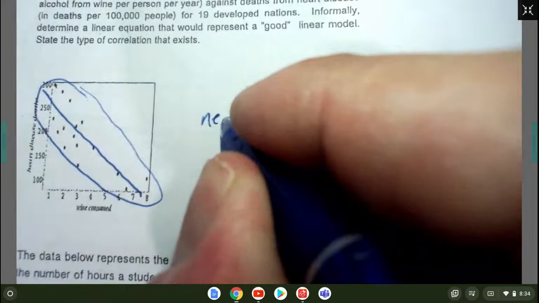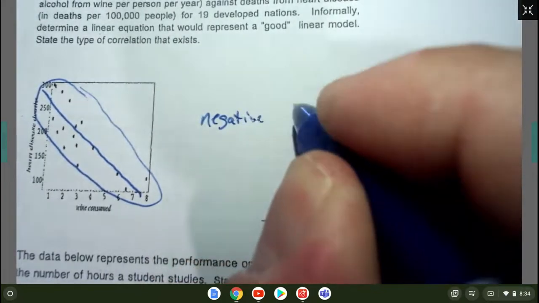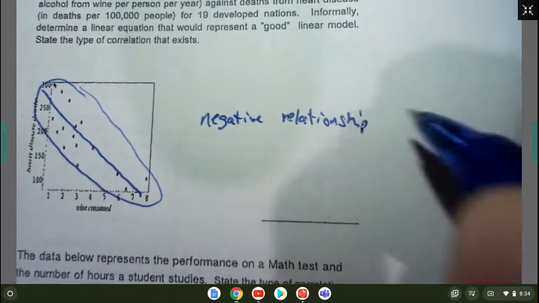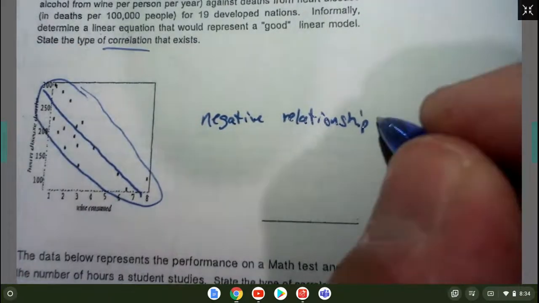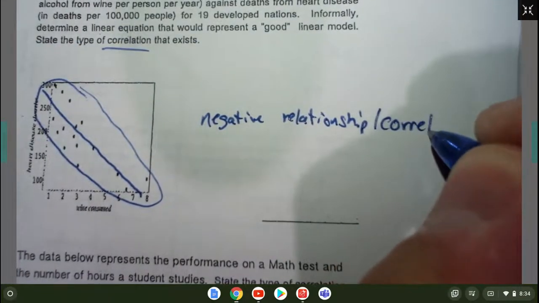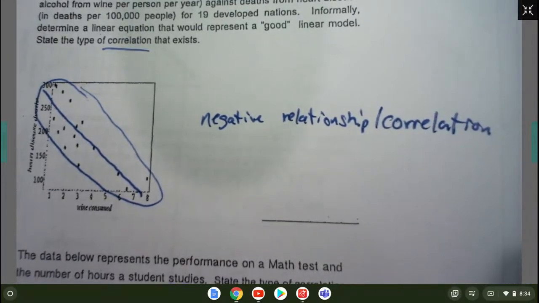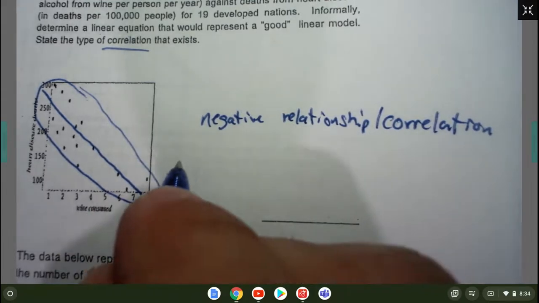So this is certainly a negative relationship, or you could use the word correlation. It uses the word correlation here, so it would probably be a good idea to use the word they're using in the question: negative correlation. And we're also supposed to have a linear equation. It doesn't necessarily say to write an equation this time, but it's probably a good idea.